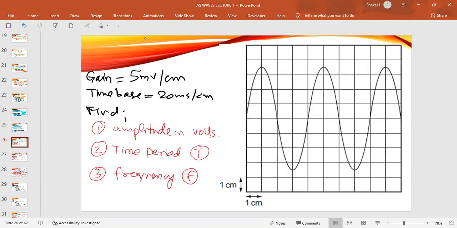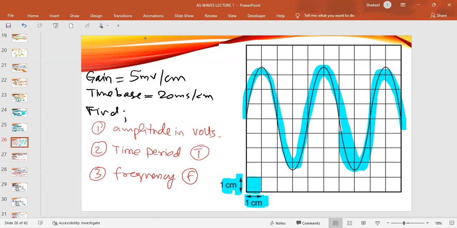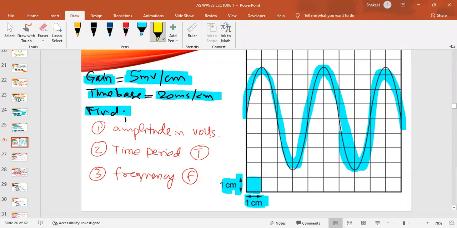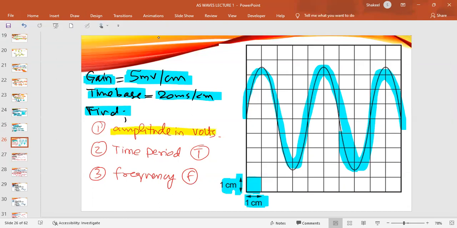So you can look here. This is what I was talking about. This is one box. So along x-axis, it is 1 centimeter. Along y-axis, it is 1 centimeter. And you can see that here a wave is plotted on the grid or on the CRO screen. This is the wave plotted. So they have given you that gain is 5 millivolt per centimeter and the time base is 20 millisecond per centimeter. And they ask you to find the amplitude in volts, the time period, and then the frequency.